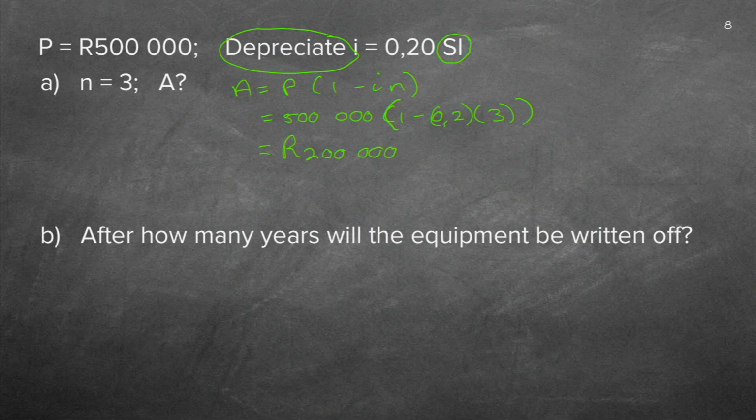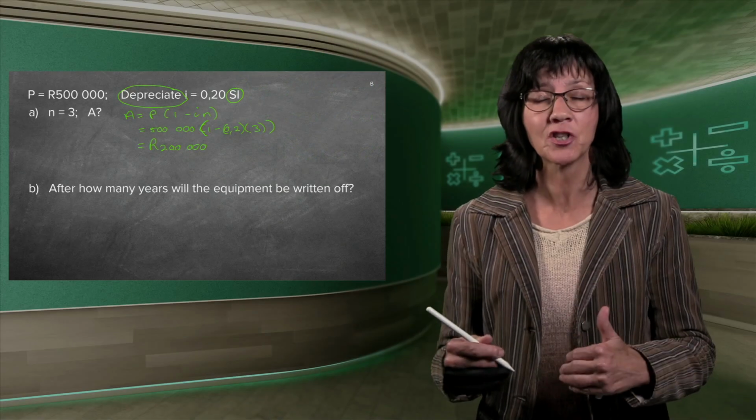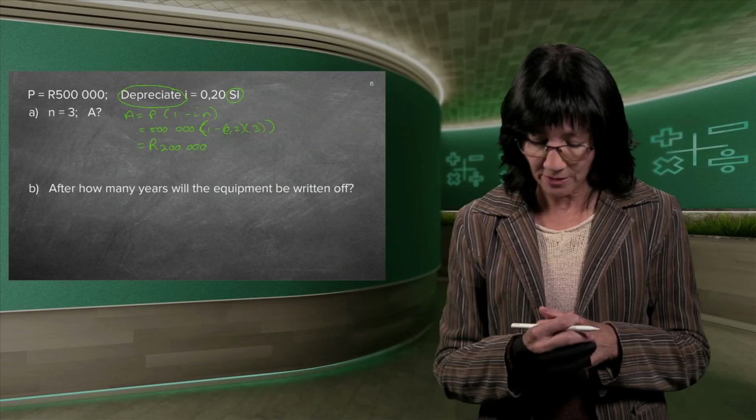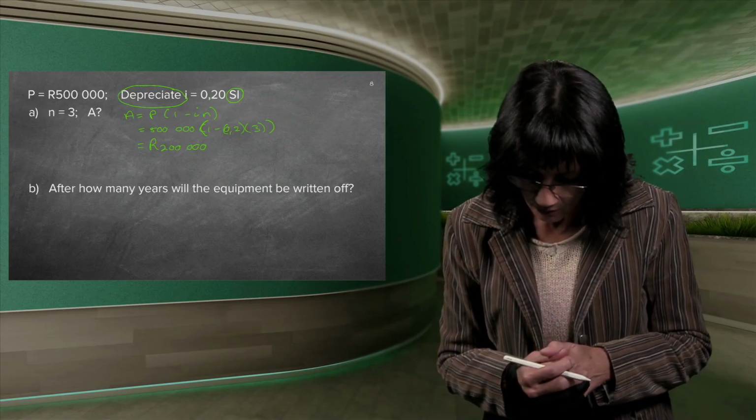Okay, let's just see if it makes sense. We started off with 500,000 rand, and now it's only 200,000 worth. But the interest rate is very high. 20% is very, very high. And that's why it's so much less. It's only 200,000. So it makes sense. It should be much less, because it's such a high interest rate over 3 years. Good, that was the one question.